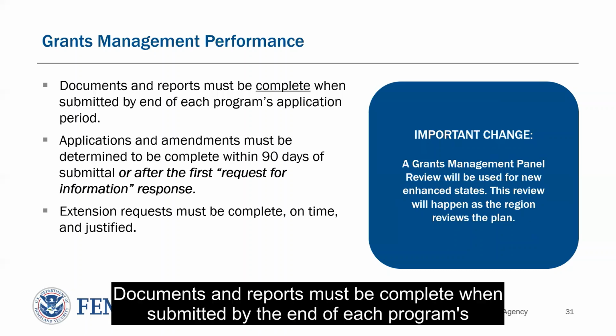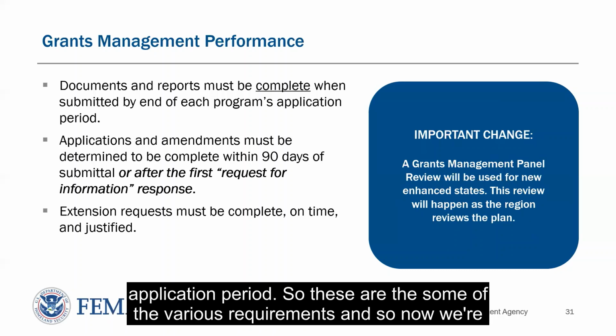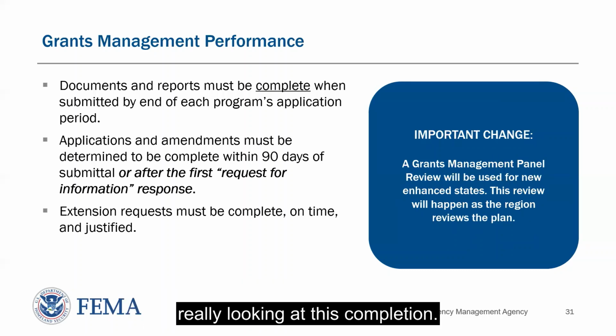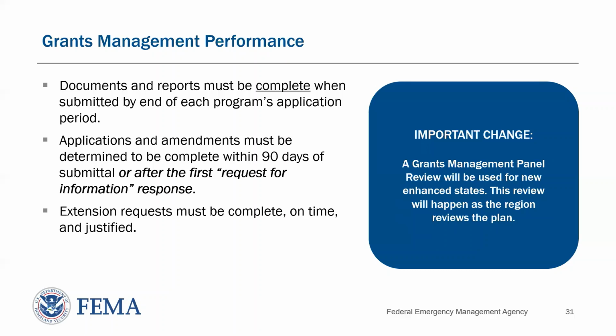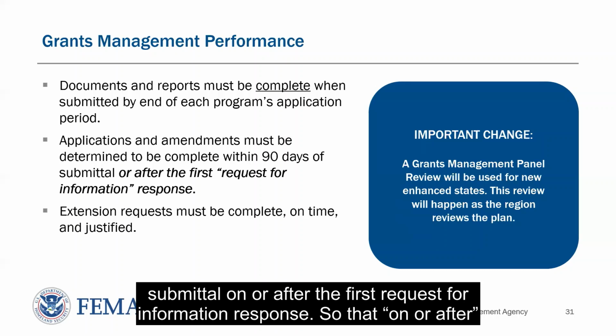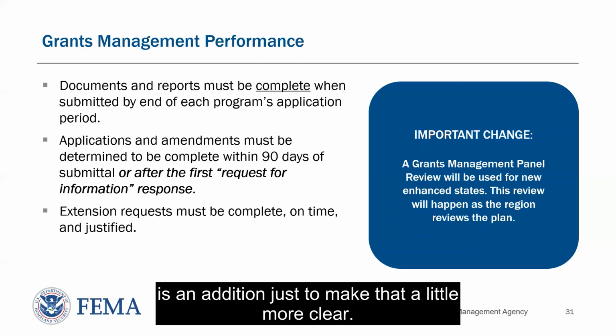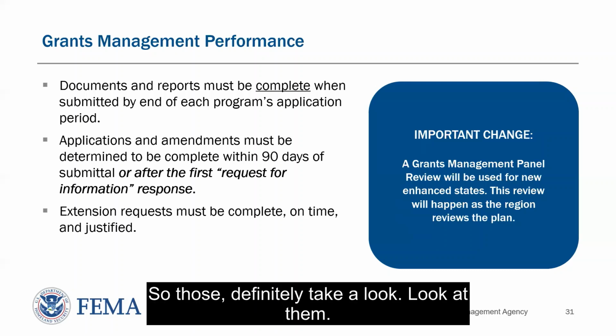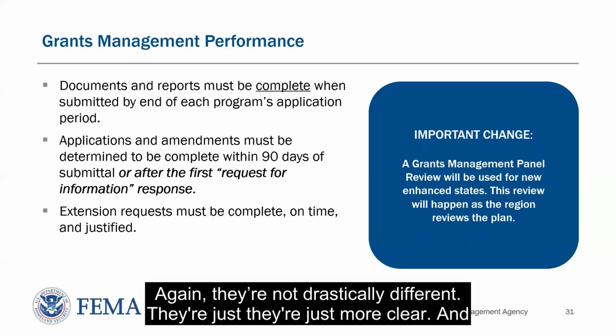Documents and reports must be complete when submitted by the end of each program's application period. So these are some of the various requirements, and so now we're really looking at this completion. Applications and amendments must be determined to be complete within 90 days of submittal on or after the first request for information response. So that "on or after" is an addition, just to make that a little more clear. So definitely take a look at them. They're not drastically different. They're just more clear.